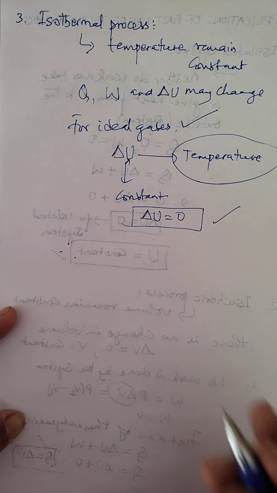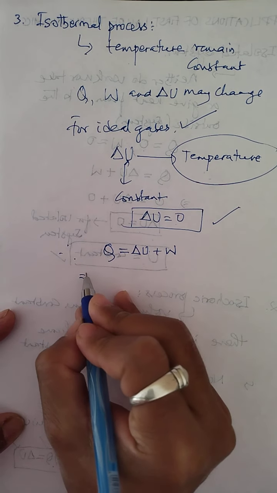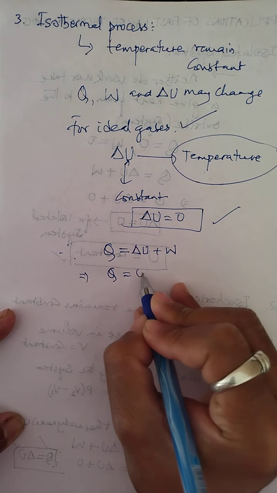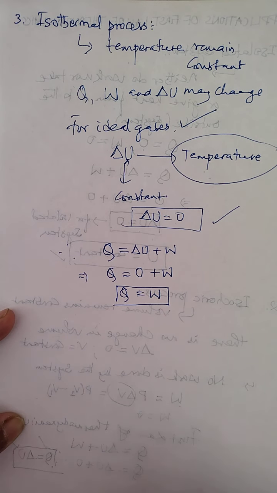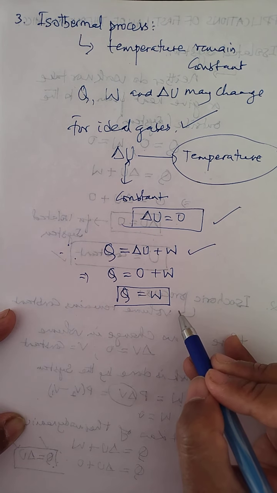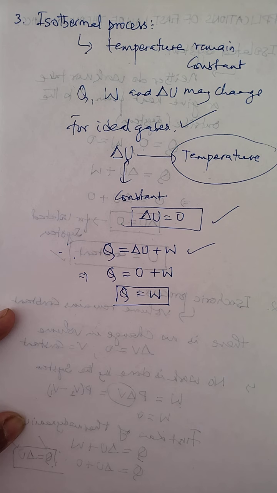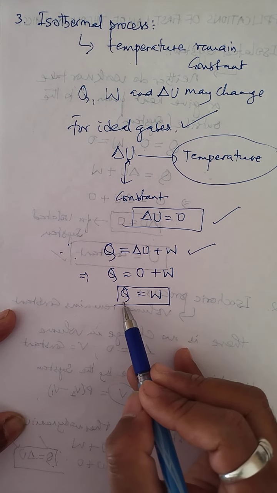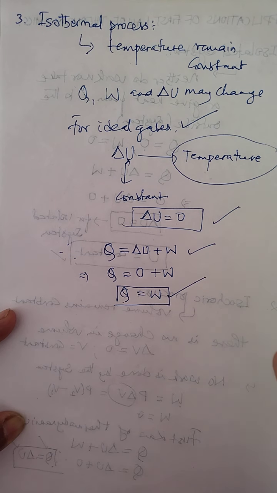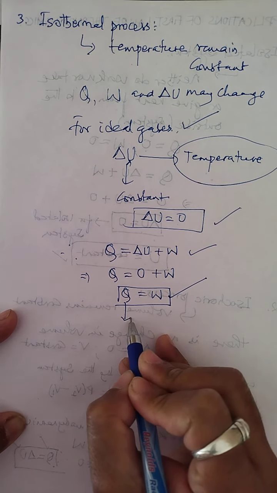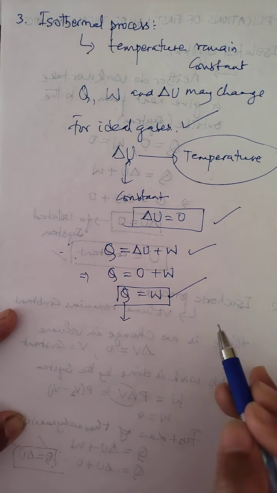So in this case also we can write the first law of thermodynamics, Q = ΔU + W. So Q = 0 + W, which means Q = W. But remember children, this relation Q = W is true only for an ideal gas as a system under the isothermal process. This relation simply says that the heat energy absorbed by the gas is completely used to do work by the gas. So the heat energy given to the gas is completely used by the gas to do some amount of work. This means Q = W.